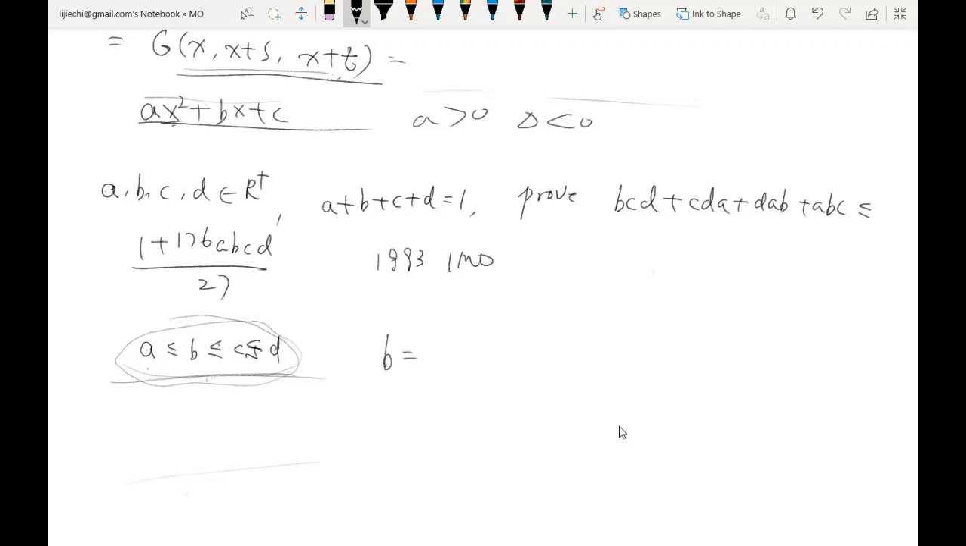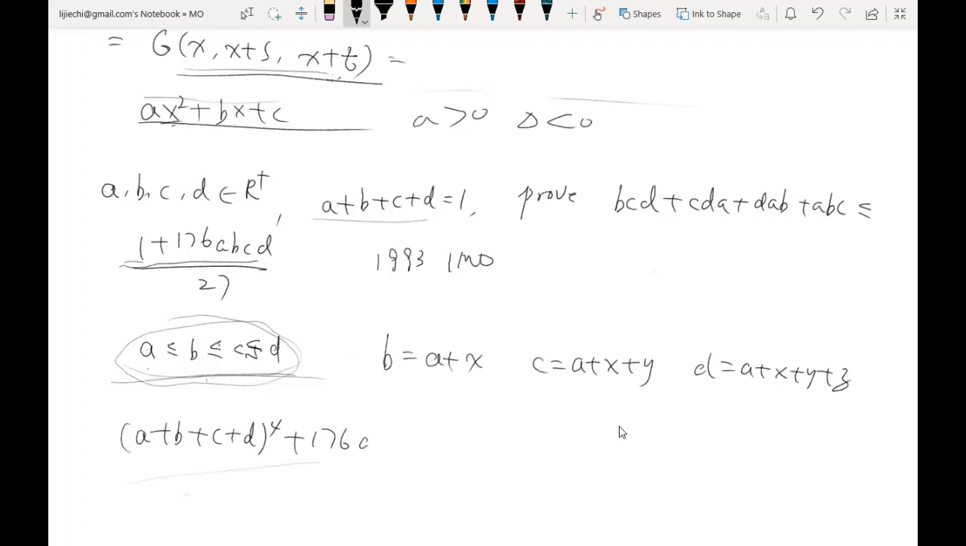And then we use what we mentioned: B equals A plus X, C equals A plus X plus Y, D equals A plus X plus Y plus Z. And you have that one, just one. What does one entitle you? This is just A plus B plus C plus D. And you want to make them in the same order. So this one is just (A plus B plus C plus D) to the fourth power plus 176 ABCD minus 27.